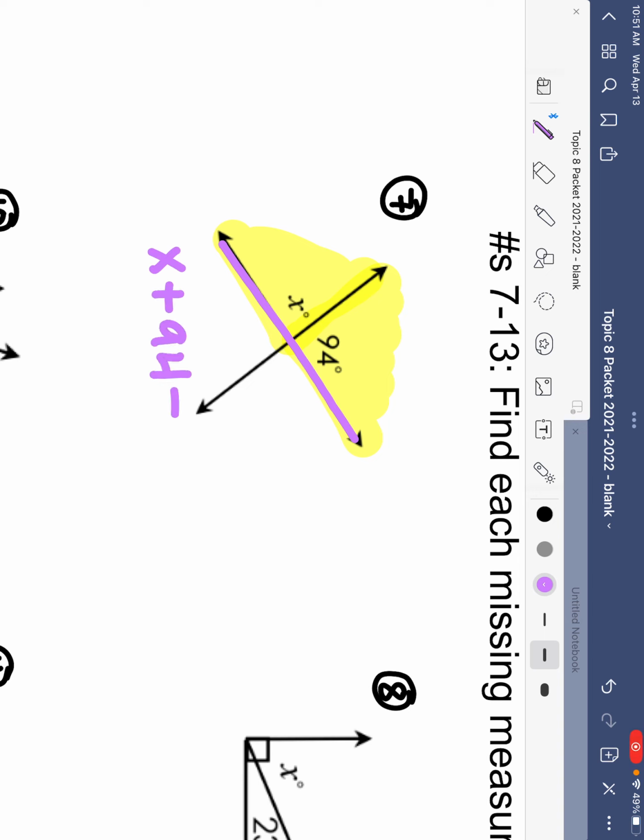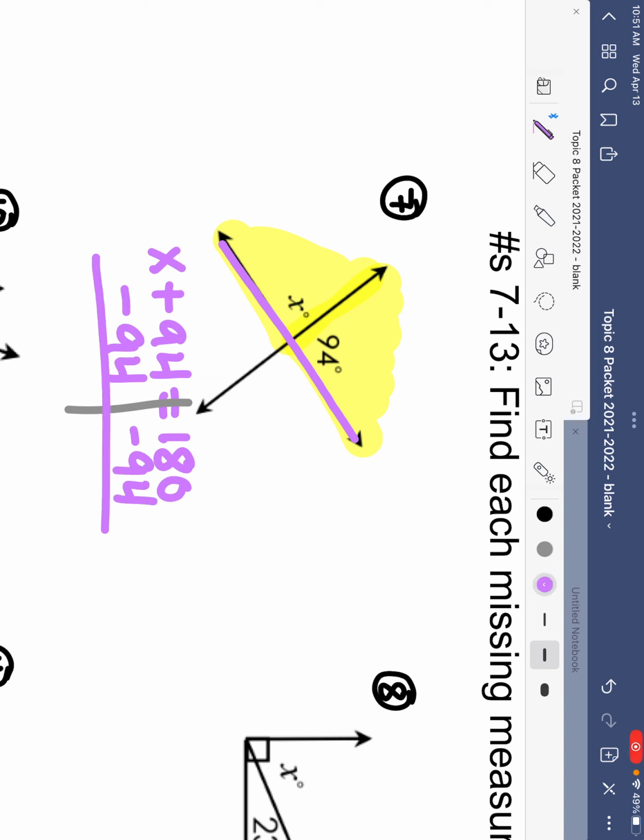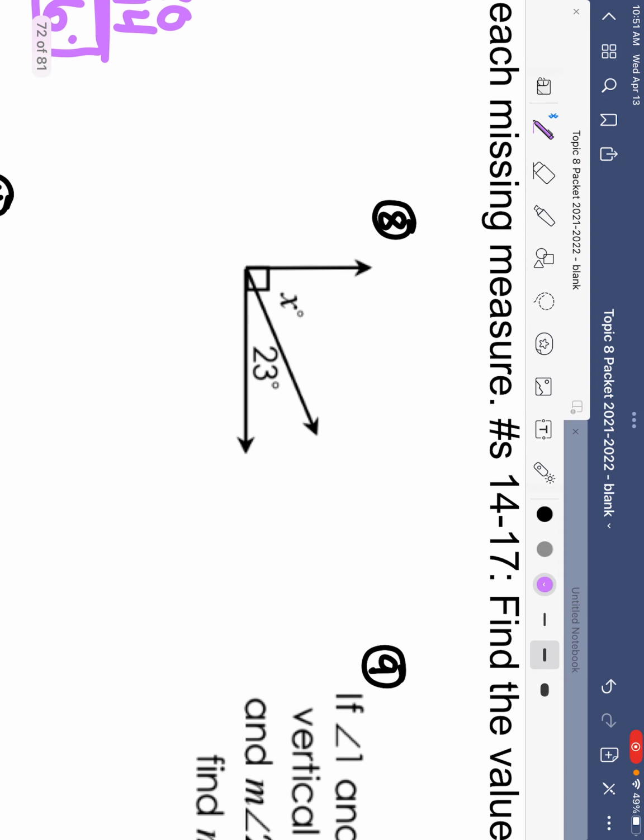Well, that's a simple one-step equation that I can solve. To do that, I'm going to subtract 94 on both sides. So 94 cancels out, and x equals 86 degrees. And you can always use your calculator for that. X equals 86 degrees. Now number 8.